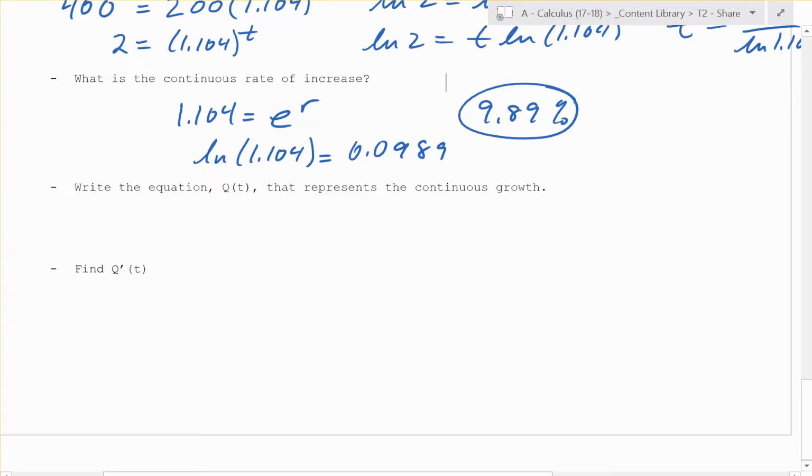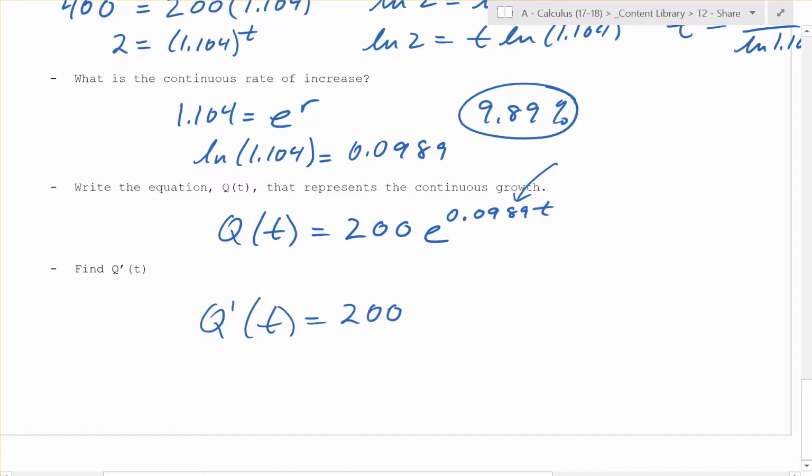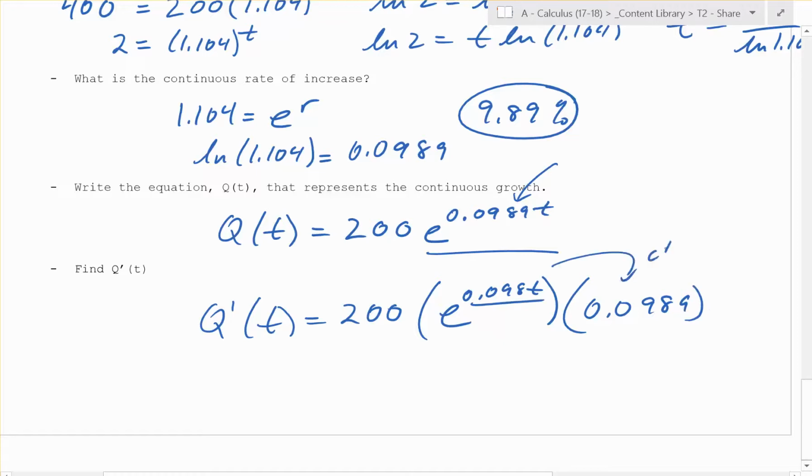So then it says, write an equation q of t that represents the continuous growth. Well, the continuous growth, we now know what that's going to be. The initial is 200 still, but we now know it's e to the 0.0989t, because we found out what the continuous interest rate was, and we just plug it in right there. So what's the derivative going to be? Well, again, the 200 is just along for the ride, so that's 200 times the derivative of this, and that's just going to be e to the 0.0989t times 0.0989, because that's the derivative up here. You have to use the chain rule. The chain rule kicks that out right there. You need to use the chain rule.